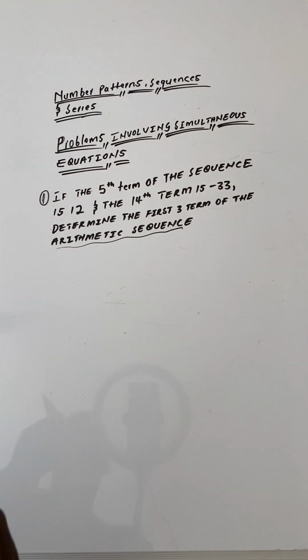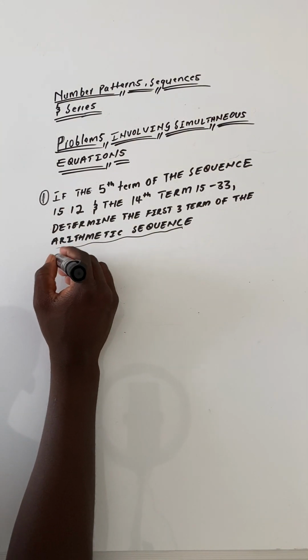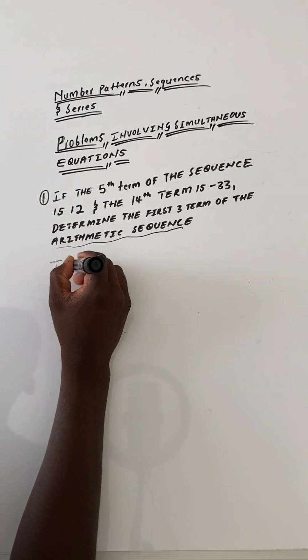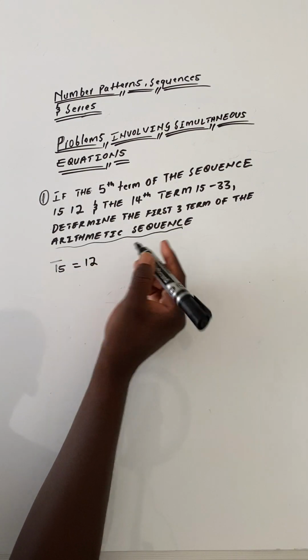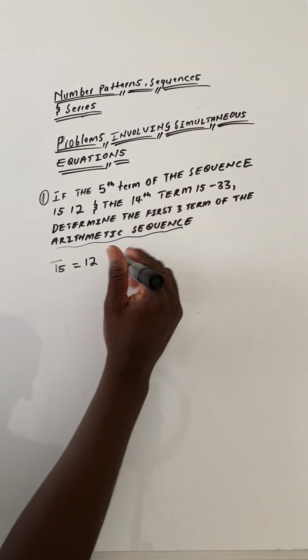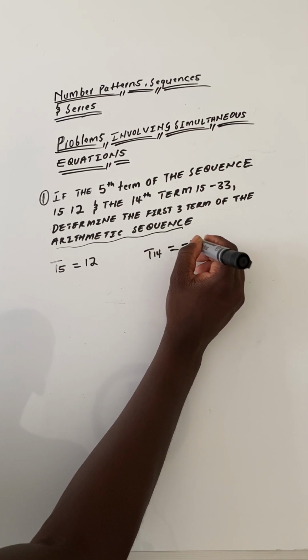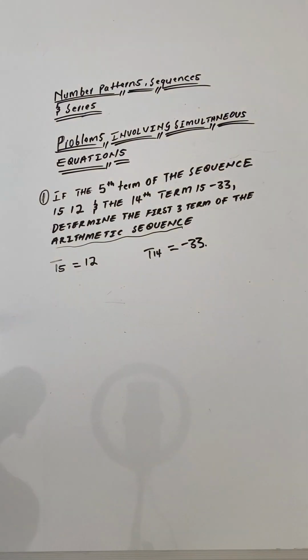Now they are telling us that the fifth term is equal to 12. In other words, T5 is equal to 12. And the 14th term is negative 33. So in other words, term number 14, T14, is equal to negative 33. Now they're telling us to determine the first three terms of the arithmetic sequence.